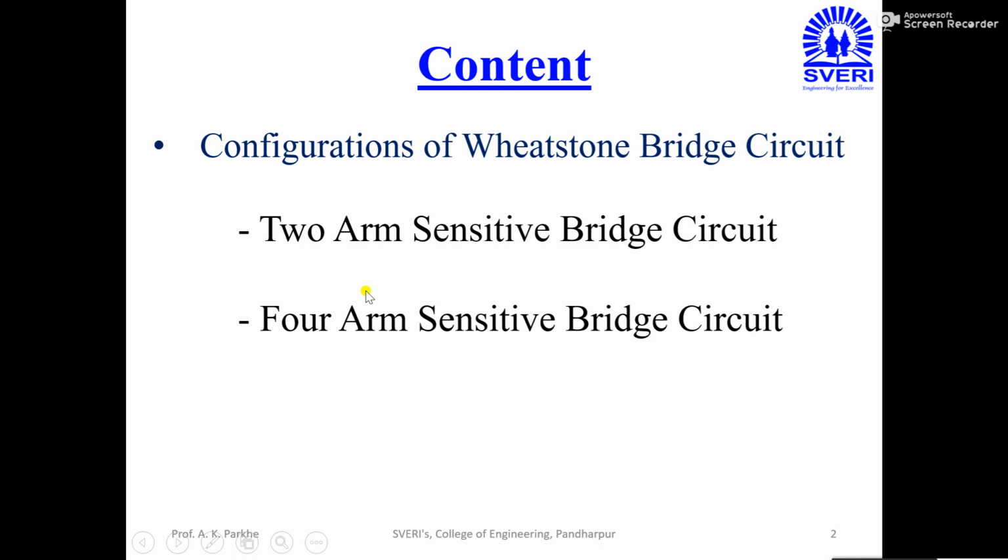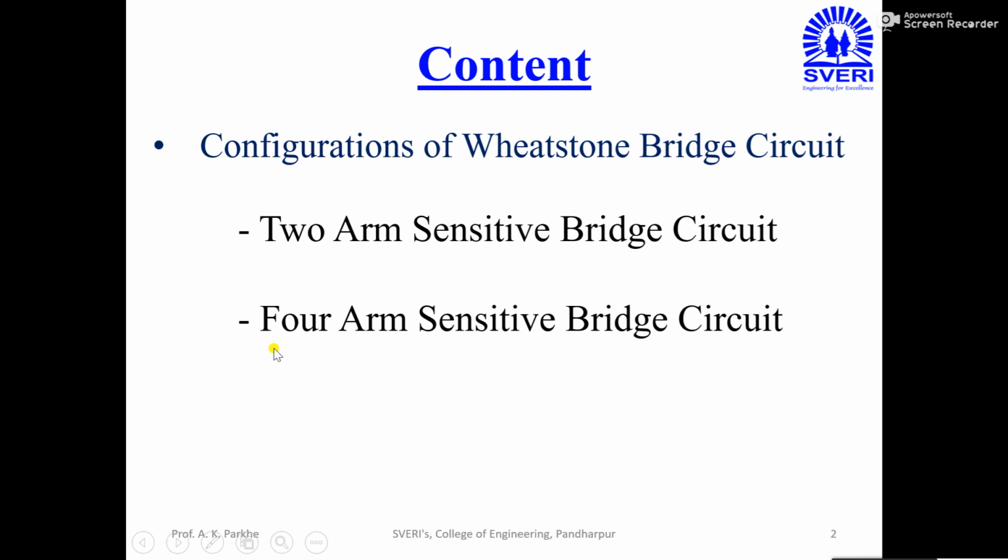So already we have discussed why the single arm case is called a single arm sensitive bridge circuit, because in the Wheatstone bridge circuit, out of the four arms, only one strain gauge is attached, or only one arm is sensitive. Similarly, why is the bridge circuit called a two arm sensitive bridge circuit? Because out of the four arms, two arms are sensitive. That means two strain gauges are attached in the Wheatstone bridge circuit. Therefore this is called a two arm sensitive bridge circuit.